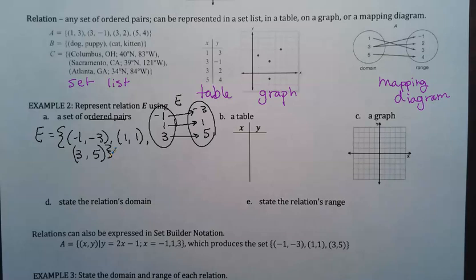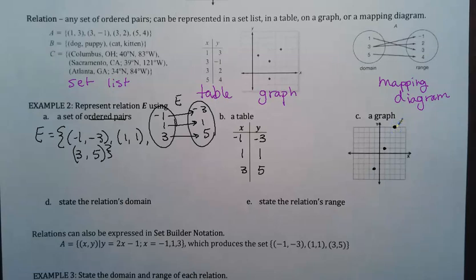In a table, our x value is negative 1, and our y value is negative 3. If our x is 1, what's our y value? It's 1. When our x is 3, what's the y value? 5. In a graph, we're just going to graph these 3 points like we wrote them here. So it's going to be (-1, -3), (1, 1), and (3, 5). Excuse me, I was going to sneeze, and then I kind of lost it.